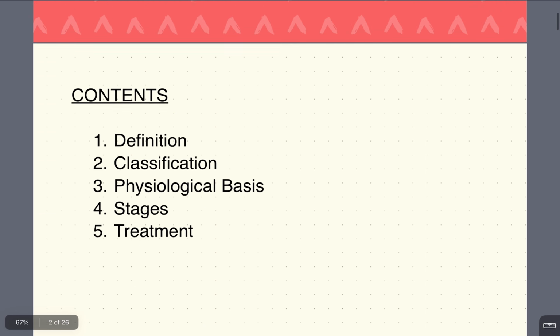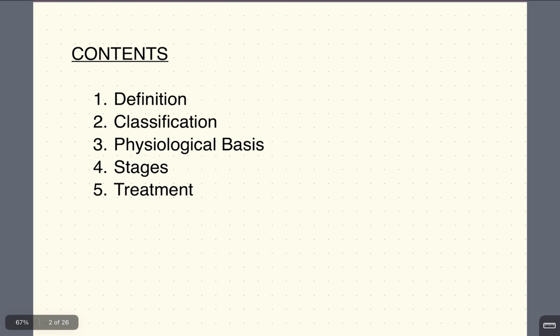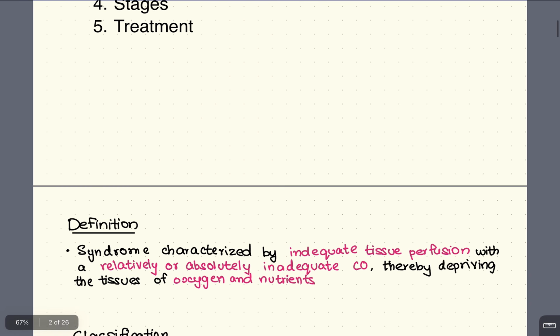Hello everyone, welcome back to Daily Essay Drop, and today we are going to be discussing one of the most important essay topics in physiology, which is shock. So we'll move on. The contents, usually when questions for shock are asked, come under the following headings: definition, classification, physiologic basis, stages, and treatment.